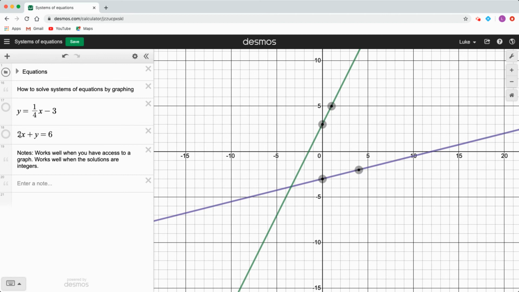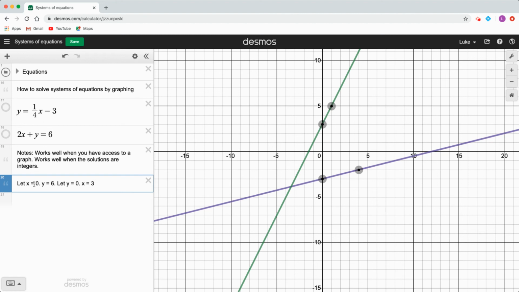And then 2x plus y is equal to 6. For this one, I'm going to use the table method, and I'm going to let x equal 0. When I let x equal 0, essentially, that means y has to be 6. So y equals 6. And then when I let y equal 0, that means x equals 3, because I'll have 2x equals 6, x equals 3.